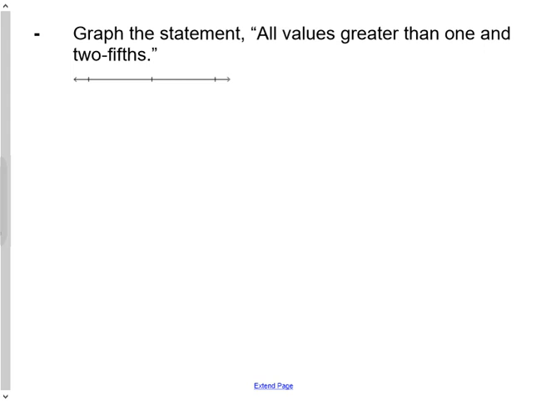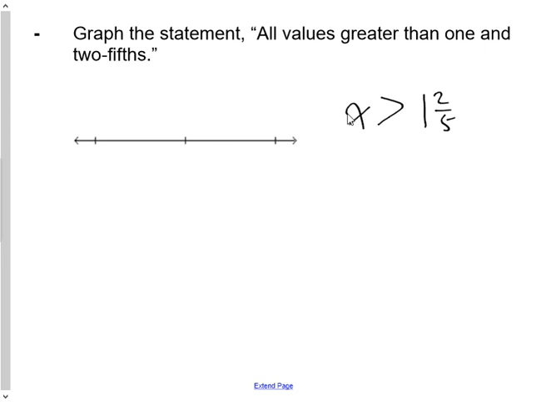Graph the statement all values greater than 1 and 2/5. So here on your number line, it's not really complicated. Make your middle one 1 and 2/5. Now since that's 1 and 2/5, it seems logical this would be 1 and 3/5, and this would be 1 and 1/5. But you could have had whatever you wanted there. But that makes the most sense to me. That way the spacing here actually represents a fifth. So it just logically works, but you could have done whatever you want. It's up to you. All values greater than, so it's an open boundary point, and greater goes this way here.